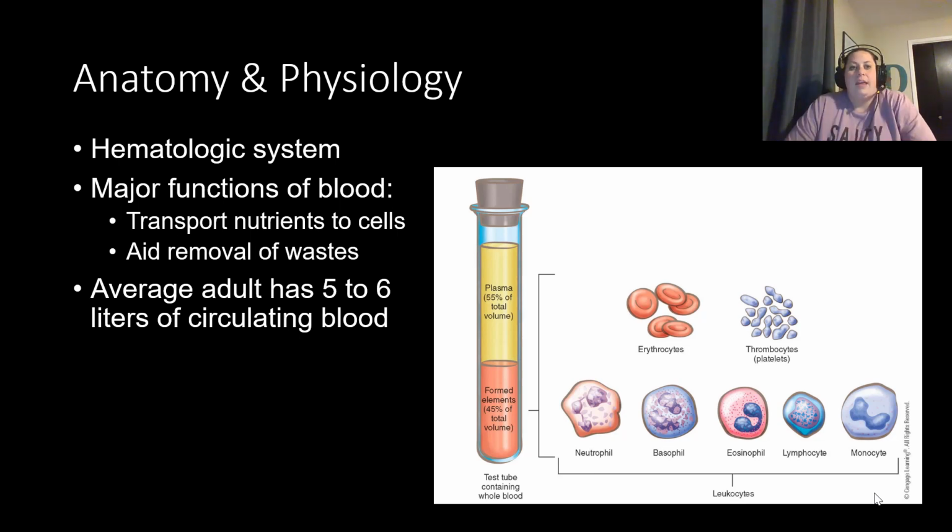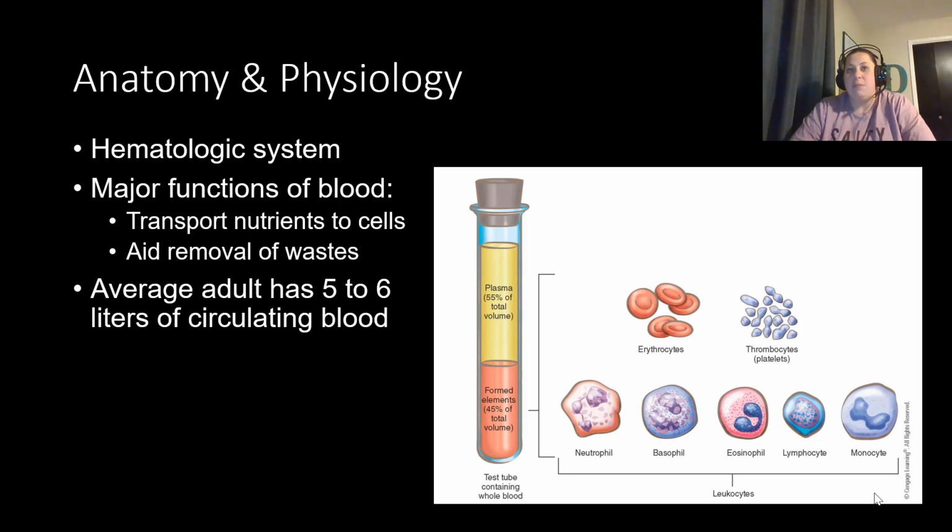Now, an average adult has anywhere between 5 to 6 liters of circulating blood. Of course, the larger the adult is, the more blood they probably have present. Now, blood is broken down into certain components. You'll see here that if we took the blood and put it through a centrifuge, which is a machine that just spins it super fast, we're going to get the blood into two main sections.